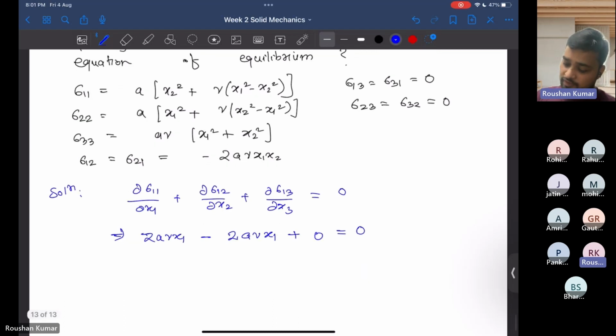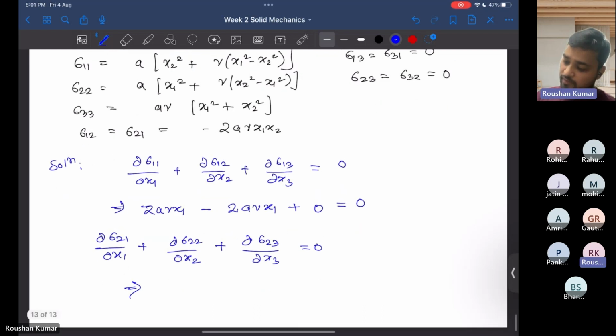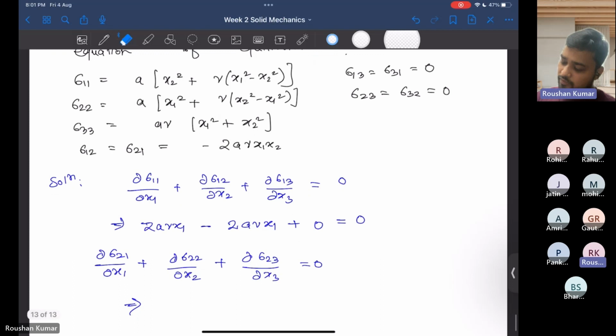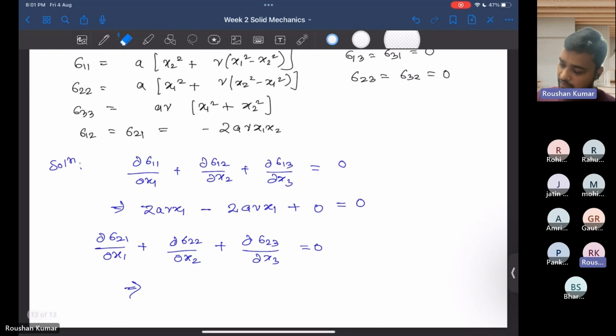The second equation is del sigma 21 upon del x1 plus del sigma 22 upon del x2 plus del sigma 23 upon del x3 equal to 0. It must be equal to 0. So del sigma 21 upon del x1 is minus 2a nu x2, plus del sigma 22 upon del x2 is 2a nu x2, and del sigma 23 upon del x3 is 0. So it will also give us 0.